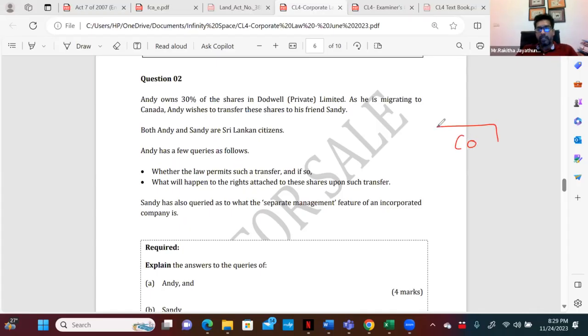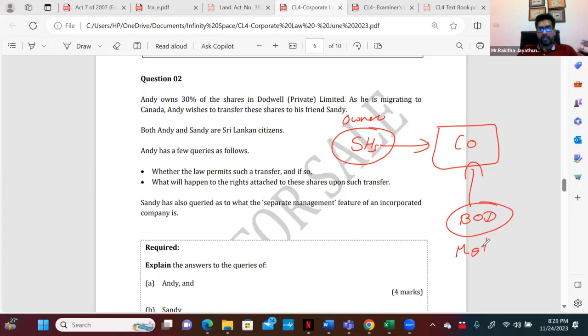If you take a company, always remember this. Who are the owners of the company? Shareholders. Owners. Then management is done by whom? The board of directors. They are responsible for the management. Always remember this structure, very useful. Separate legal personality is some other concept. That is, shareholders and the company are different. They are not asking about that. They are asking, what is this separate management?